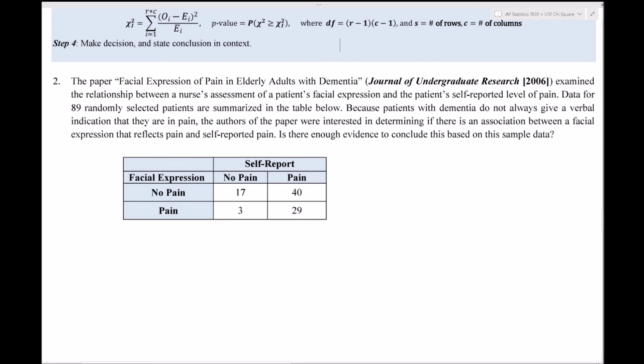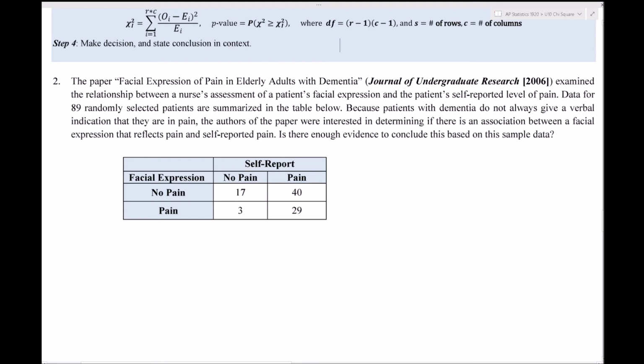So this paper examined the relationship between a nurse's assessment of a patient's facial expression and the patient's self-reported level of pain. Data for 89 randomly selected patients are summarized in the table below. Because patients with dementia do not always give a verbal indication that they are in pain, the authors of the paper were interested in determining if there's an association between a facial expression that reflects pain and self-reported pain.